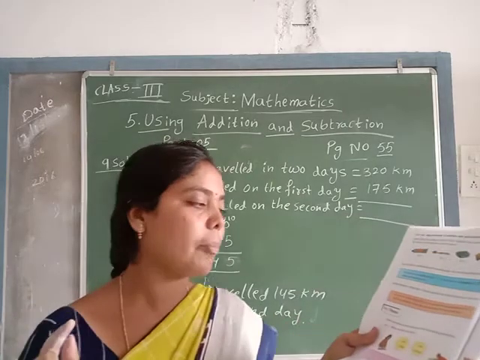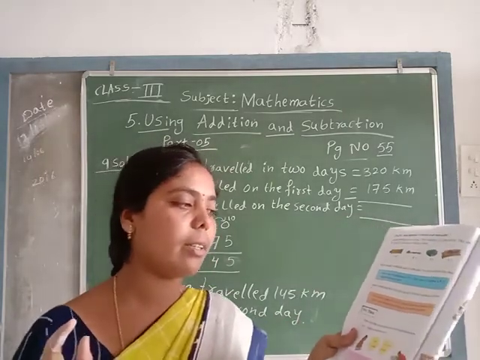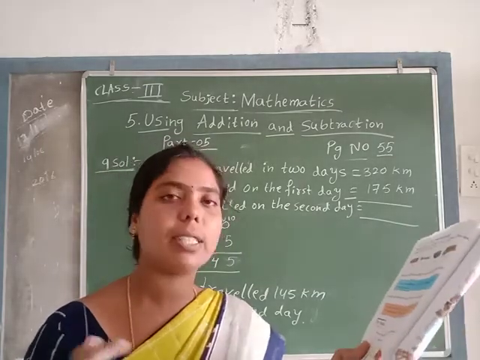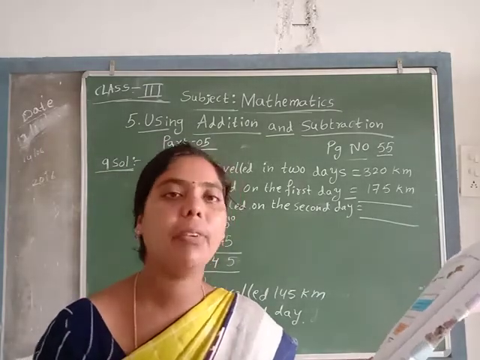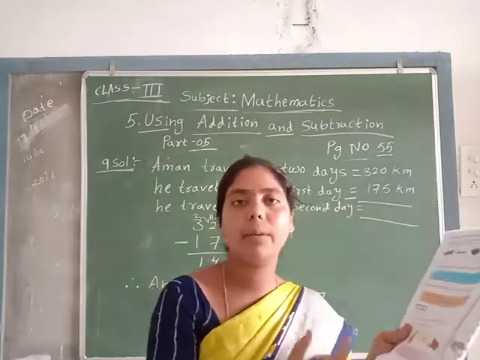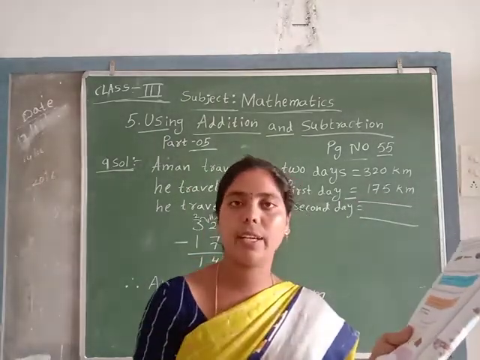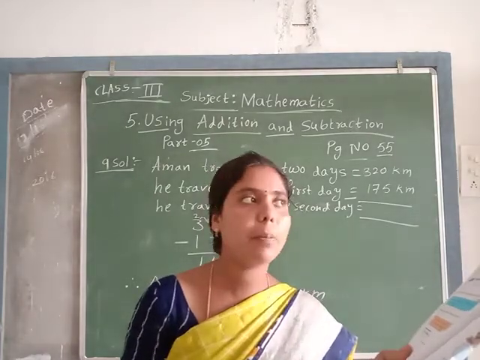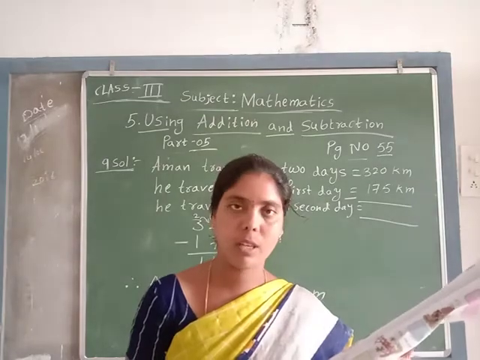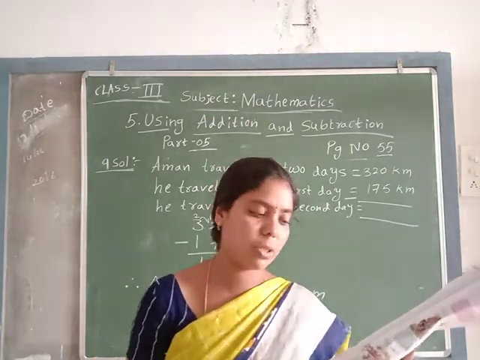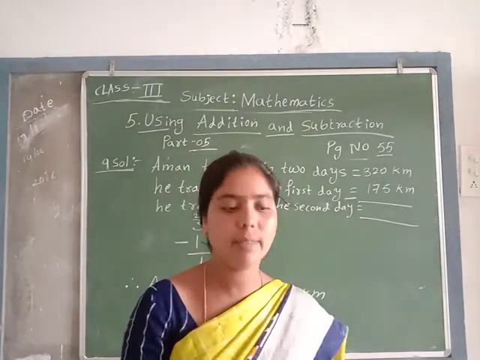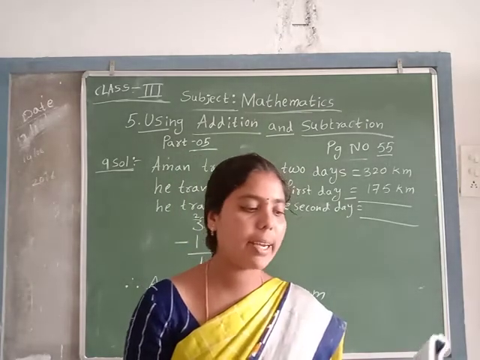Now you make similar questions with the information given below. Make an addition problem. First one, make an addition problem. One girl said, I read 15 books. One boy said, I read 29 books. You keep some names. Suppose Sita read 15 books. Raju read 29 books. How many books did both read?